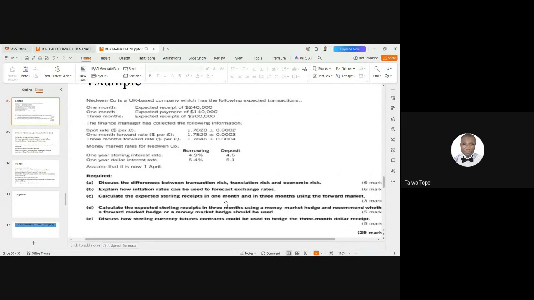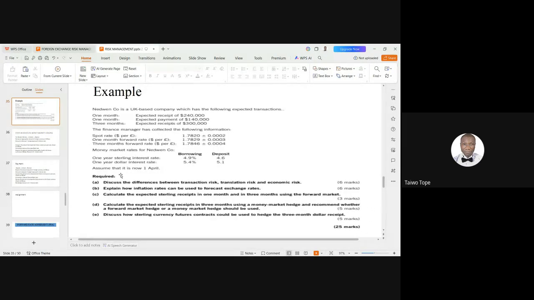Discuss the difference between transaction rates, translation rates, and economic rates. Explain how inflation rates can be used to forecast exchange rates. Calculate the expected sterling receipt in 1 month and in 3 months using the forward market, and calculate the expected sterling receipt in 3 months using money market hedge, and recommend whether a forward market hedge or a money market hedge should be used. Discuss how sterling currency futures contract could be used to hedge the 3 months dollar receipt.